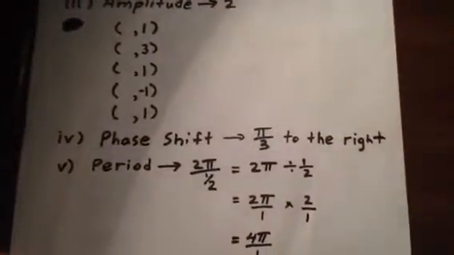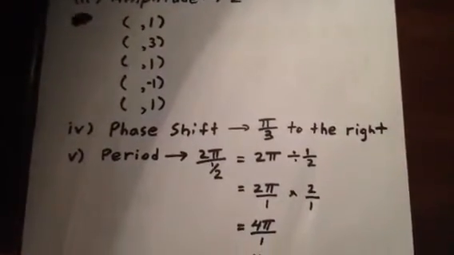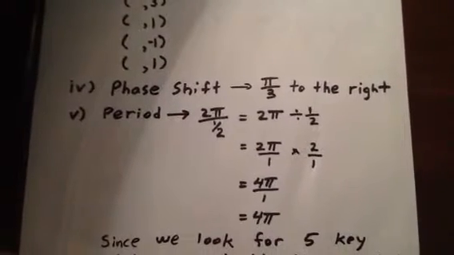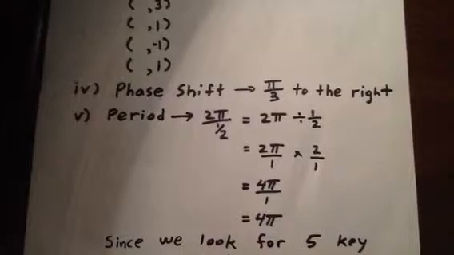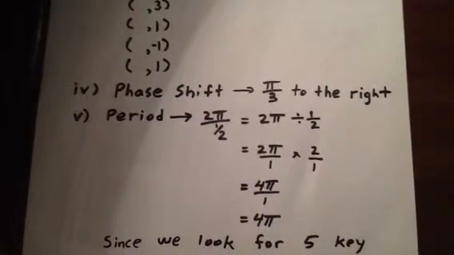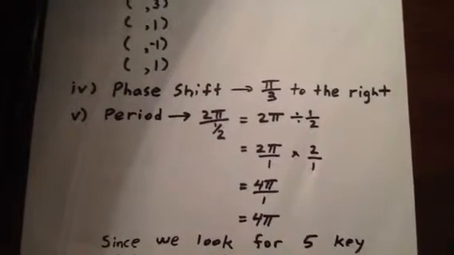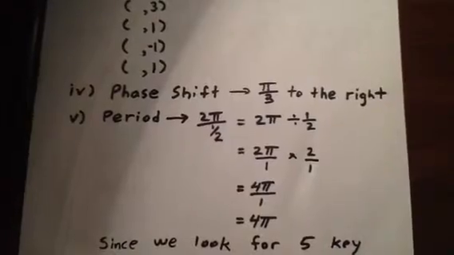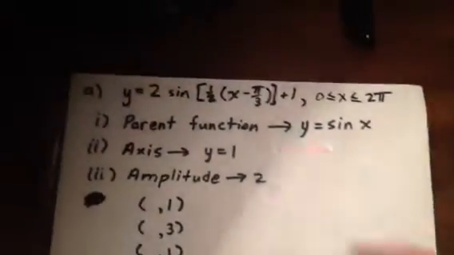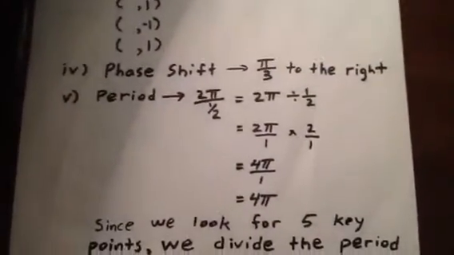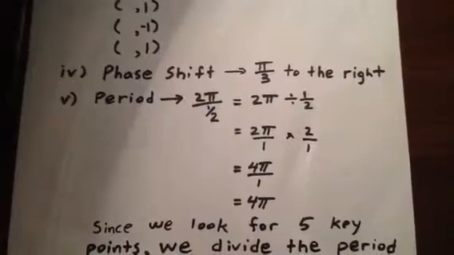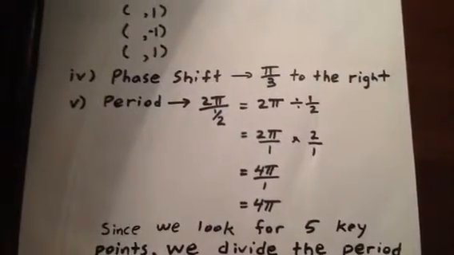Now, we then have to determine what the period is. The period is 2 pi over 1/2. Now, how do we get that? Well, we know that the period is always 2 pi over k, or excuse me, 2 pi over the absolute value of k. And in this case, the k value is 1/2. So the period is 2 pi over 1/2, which ultimately becomes 4 pi.